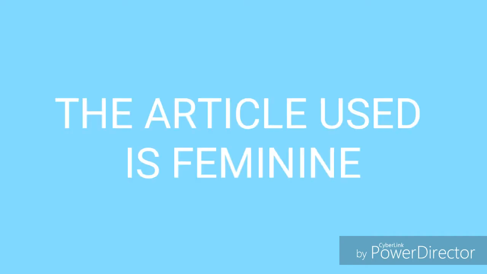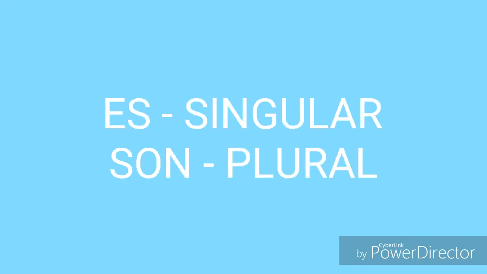So, for telling time, the feminine article la or las is used before the hora because it refers to la hora, or the time. So, for example, es la una, la, feminine article, translate to it's 1 o'clock. Same goes for son las dos, or it's 2 o'clock. You only use es for 1 o'clock. You use son for the other hours of the day.